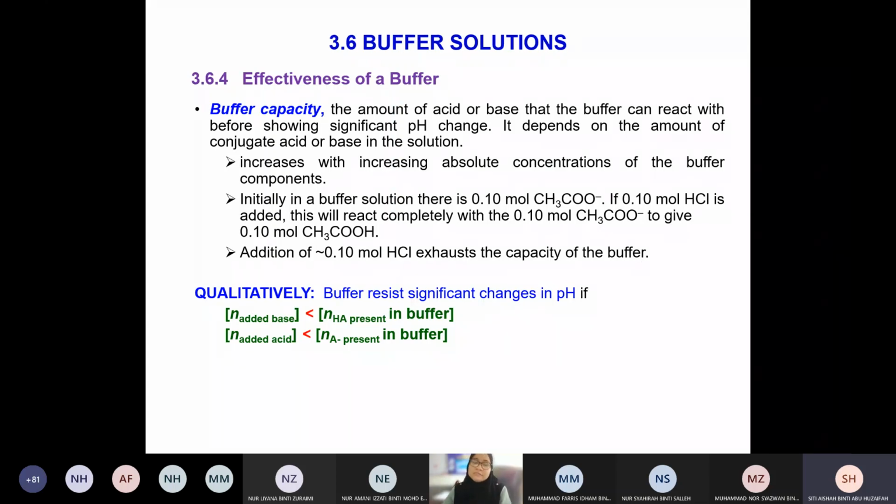Okay, buffer capacity is the amount of acid or base that the buffer can react with before showing significant pH change. Keboleh tanggungan dia sebelum dia collapse, sebelum dia dah tak boleh tahan, sebelum dia burst. Okay, so it depends on the amount of conjugate acid or base in the solution. Okay, alright, so the buffer capacity increases with increasing absolute concentration of the buffer components.